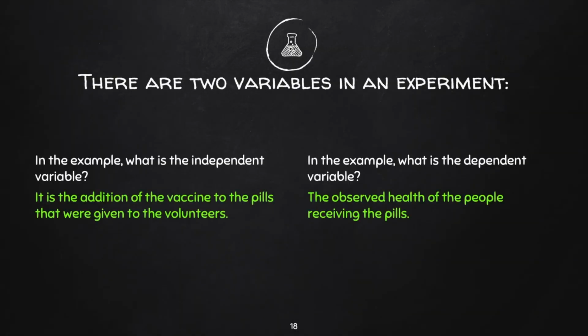In the example, what is the independent variable? What did we change? It's that we added medicine. It's whether or not we had medicine given to the volunteers.